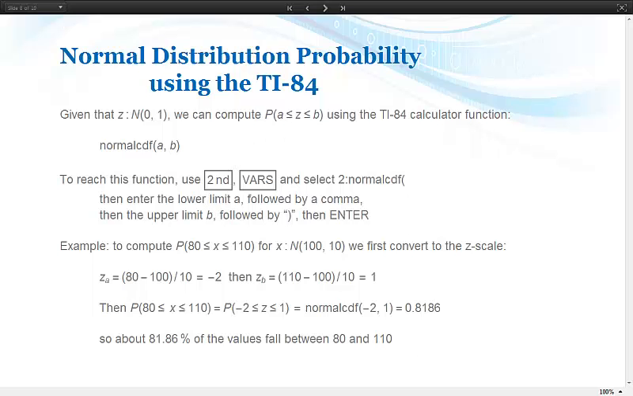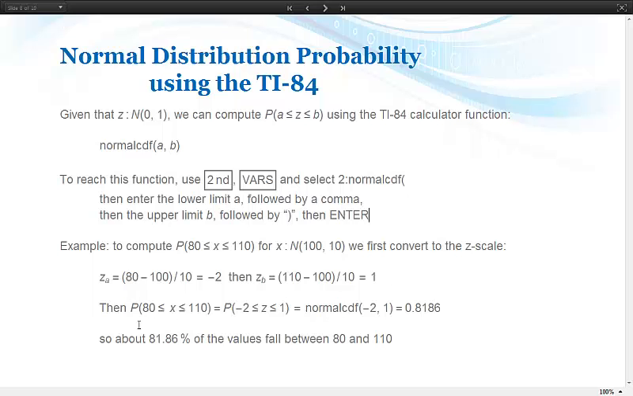So for example, to compute the probability that x falls between 80 and 110, where x is normally distributed with a mean of 100 and a standard deviation of 10, we first convert these limits to the z-scale. The lower limit, I'll call that ZA, is 80 minus 100, negative 20, over 10, which is negative 2. So negative 2 is the z-score corresponding to my lower limit. The upper limit, I'll call it ZB, is 110 minus the mean, divided by the standard deviation, that's 10 over 10, or 1.